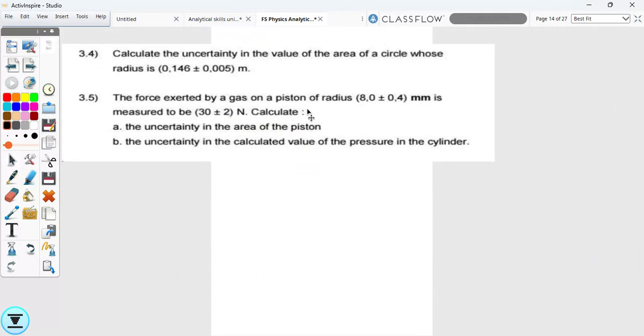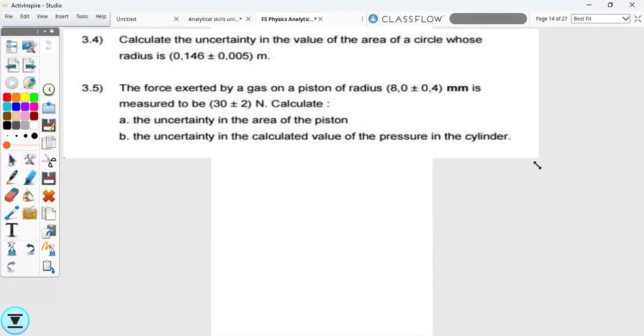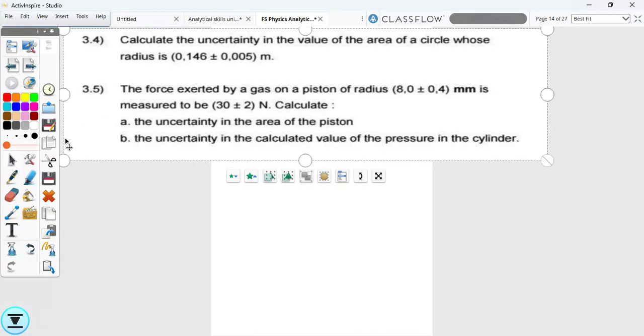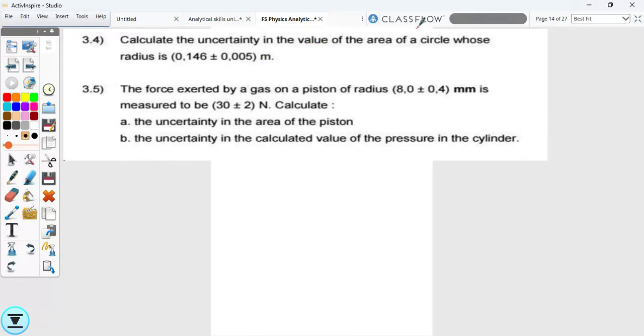Okay, and then we've got the last two. 3.4, they want to know, calculate the uncertainty in the value of the area of a circle with a radius of that. Okay, now you need to know the formula for the area of a circle. So if we're looking at 3.4, what is the formula for an area of a circle?